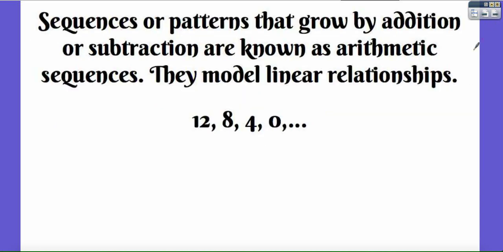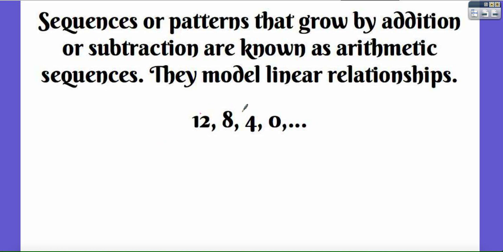So the first type of sequence, the sequence that grows by addition or subtraction, these are the ones that are known as arithmetic sequences. They model linear relationships, because if we know anything about a line, we know that it only grows by addition or subtraction. That rate of change or slope is only addition or subtraction. When we start getting into multiplication and division, that's a different type of function.